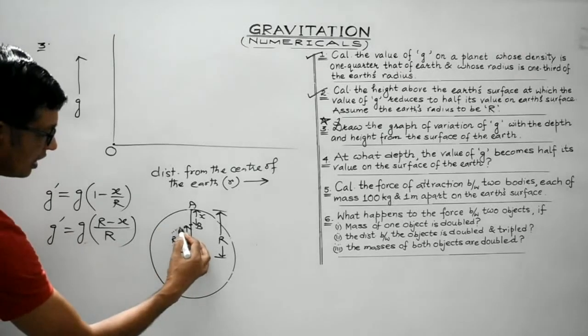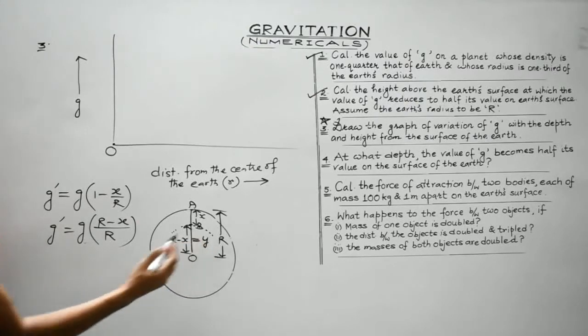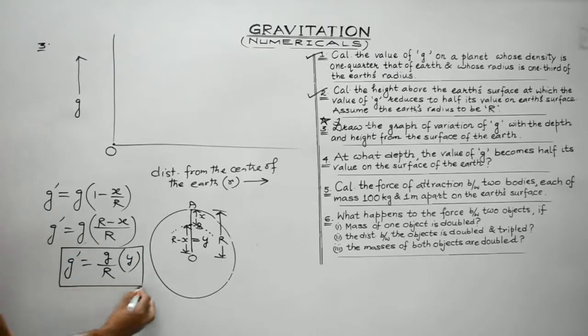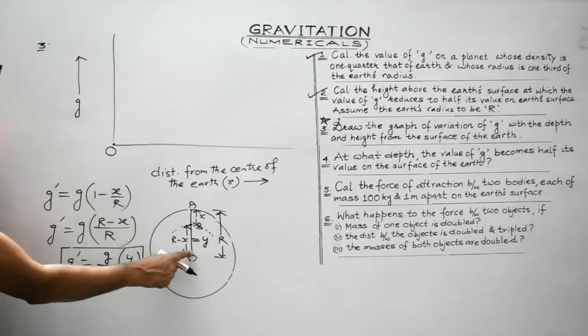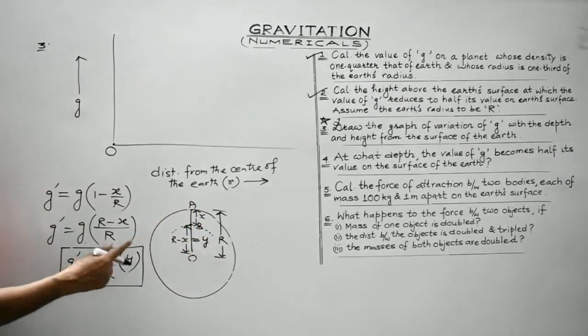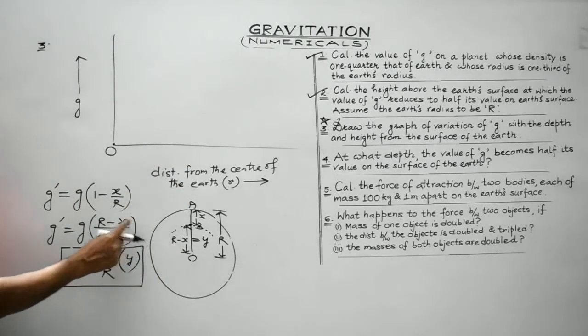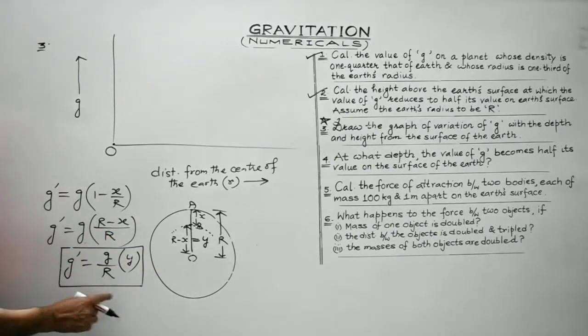So, this distance is R minus x. This distance from the center of the earth may be considered to be y. So, g dash is equal to g by R into y. So what I mean to say is that if this y is 0, then g dash will be equal to 0. That is, at the center of the earth, the value of acceleration due to gravity is 0. And with the increase in the value of y, the value of g dash will also increase linearly. This g by R is constant. So with the increase in the value of y, the value of g dash will also increase. With the decrease in the value of y, the value of g dash will also decrease. And eventually when y is 0, g dash is also 0.